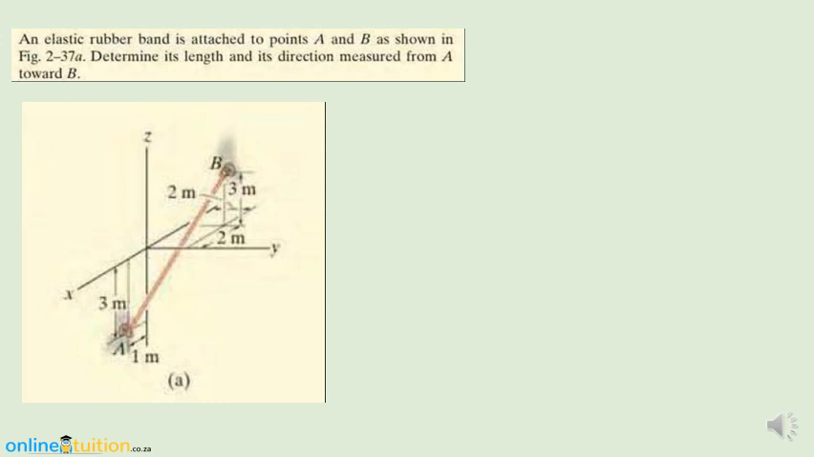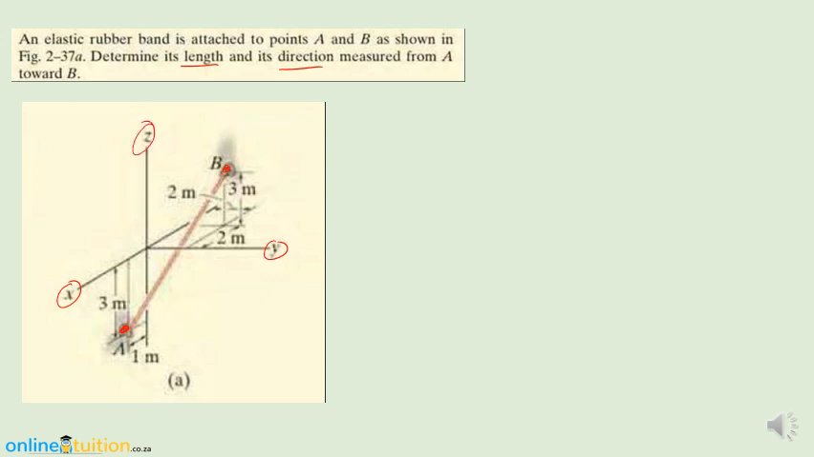So what have we here? We have an elastic band attached to points A and B. So here we go, point A there, point B over there. Determine its length and its direction measured from A to B. Length and direction. If you have a look here, we haven't explicitly given the coordinates of A and B. It's usually the case. So we've got to figure out the coordinates of points A and B. In order to do that, we need to establish our orientation of the axes. So notice there's X coming out towards us, there's Y, and then Z pointing up in that direction.